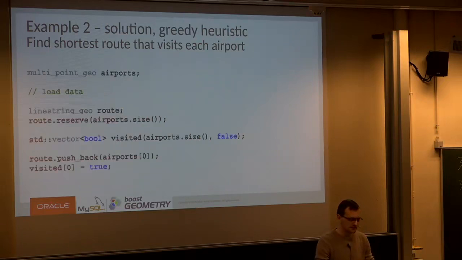So this is my initial preparation where I have airports. I'll be storing the result in a line string containing geographic points, and I also need a helper structure to store flags whether or not I visited an airport.